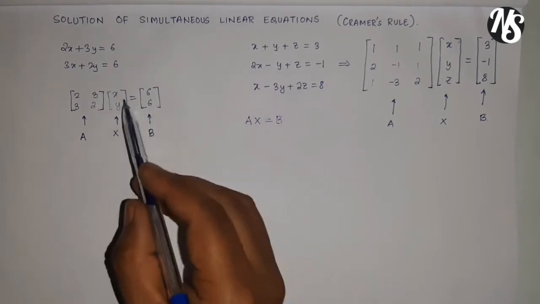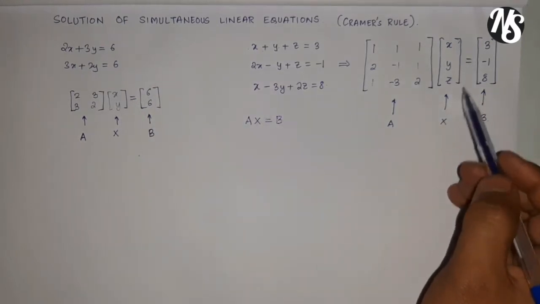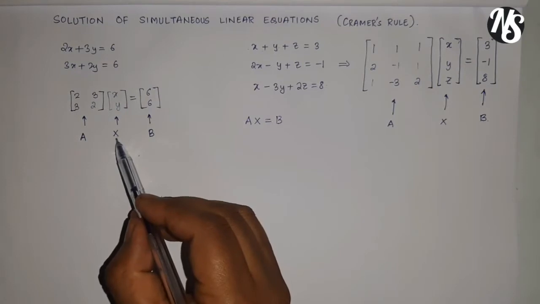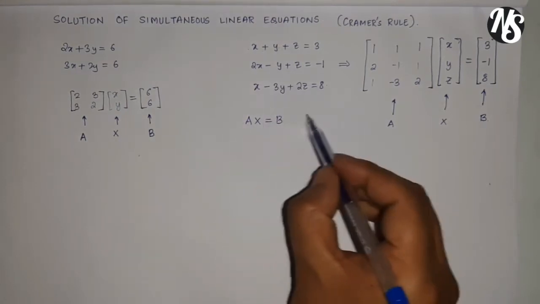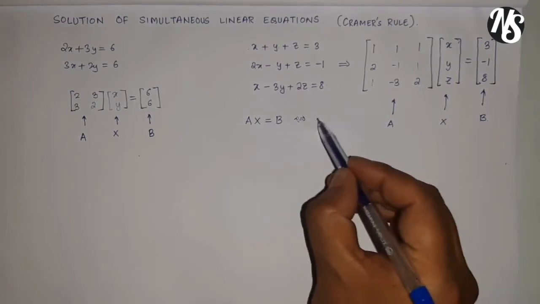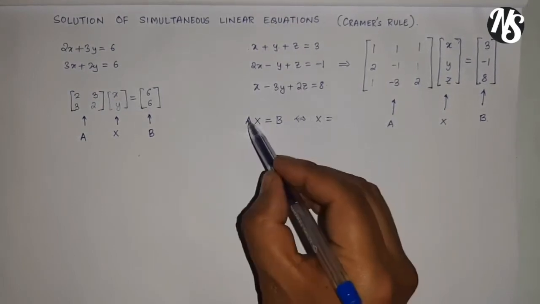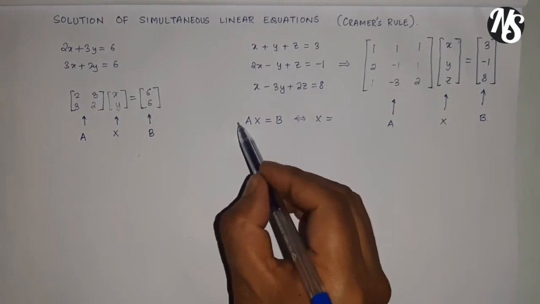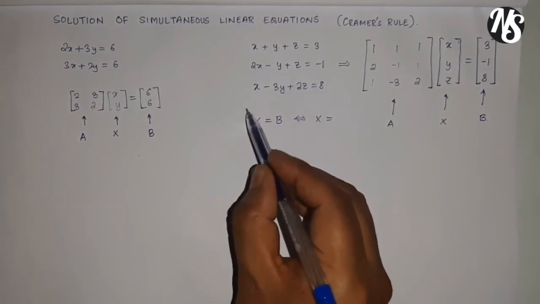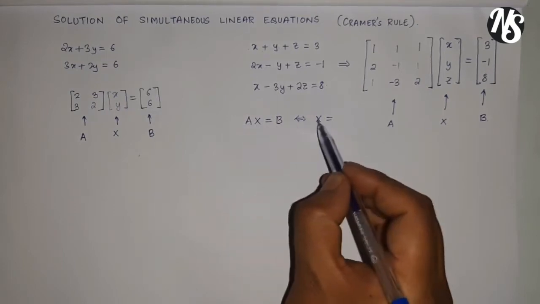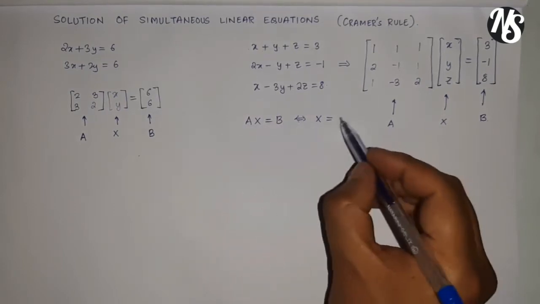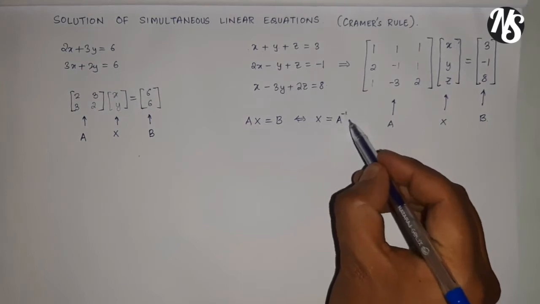And here you need to find the value of what? You want to find the value of x, y, z, or in other words, you want to find the value of matrix X. So from here, see here carefully, you get the value of X to be equal to, if you multiply with A inverse from the left. Okay, so A inverse into A becomes I, so I into X is X. So here you get A inverse B.